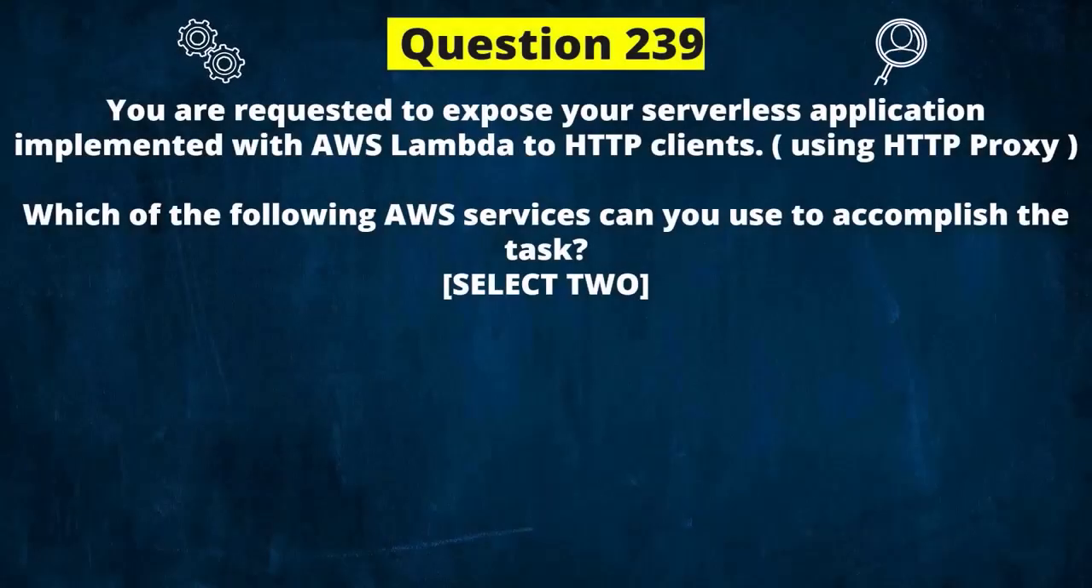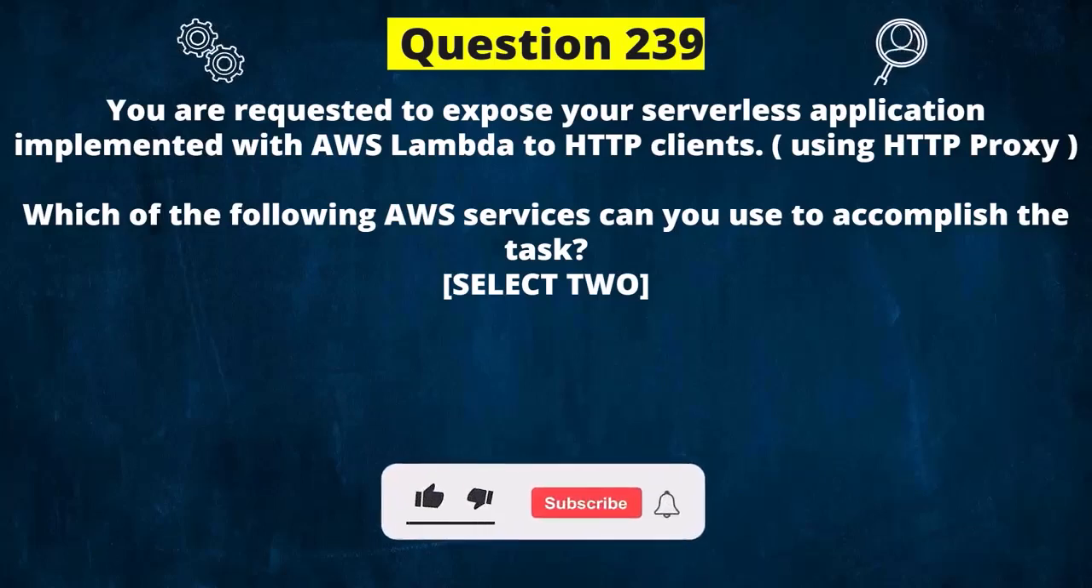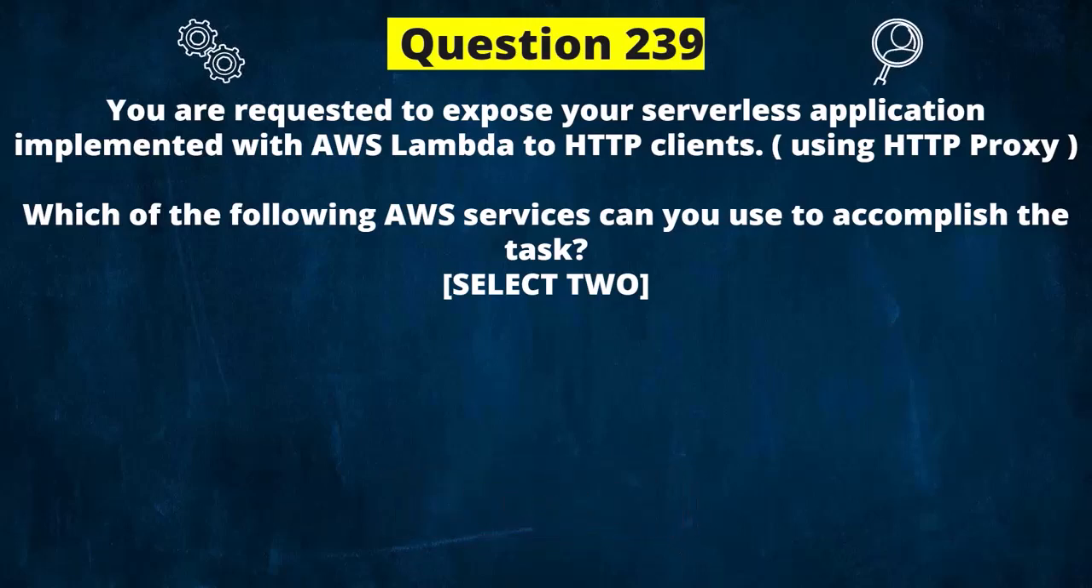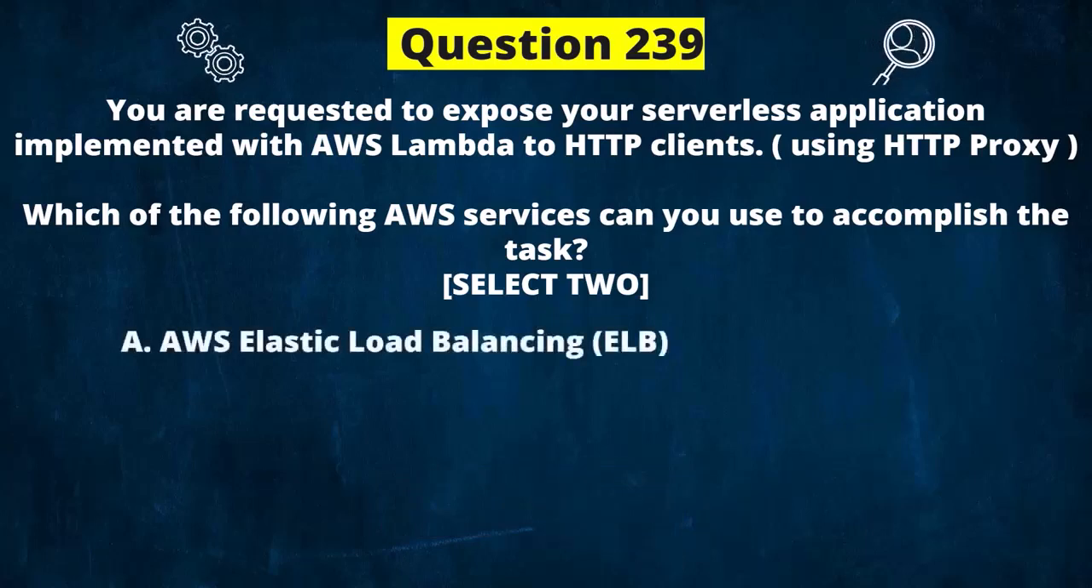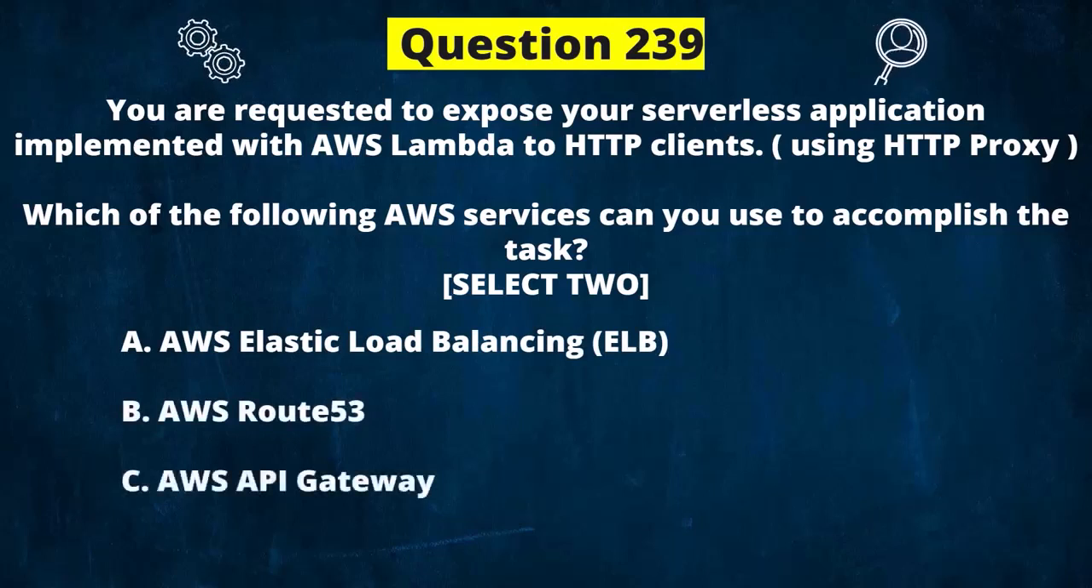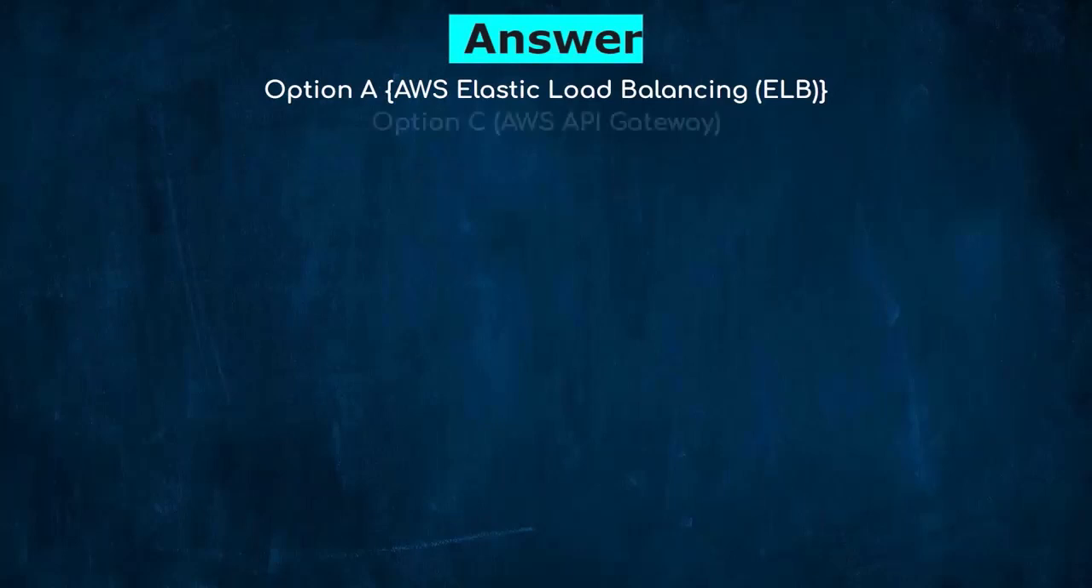Next question. You are requested to expose your serverless application implemented with AWS Lambda to HTTP clients using HTTP proxy. Which of the following AWS services can you use to accomplish the task? Select two options. And the options are A. AWS Elastic Load Balancing, B. AWS Route 53, C. AWS API Gateway, D. AWS Lightsail. And the correct answer is option A. AWS Elastic Load Balancing and C. AWS API Gateway.